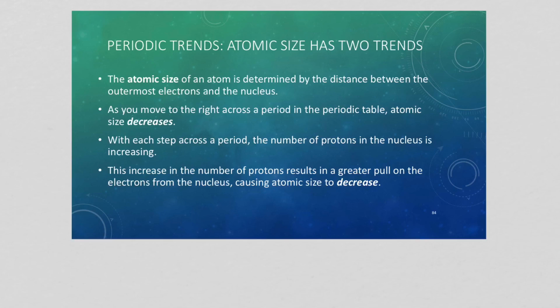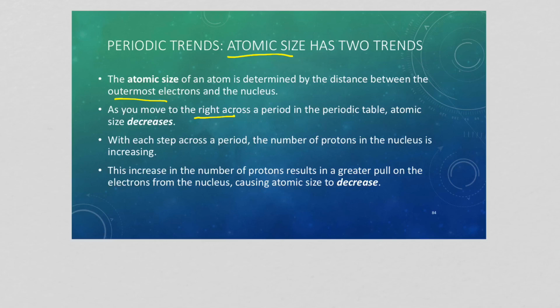And so throughout the book, we're going to look at some of these. We're going to look at 2 right now. And the first one is a periodic trend for the size of the atom, right? What we call atomic size. So the atomic size of an atom is determined by the distance between the outermost valence electrons and the nucleus. So what do we see in terms of the trends? Well, the first one we see is as we go left to right, so across a period, the atomic size gets smaller. So atoms actually get smaller as you move from left to right on the periodic table.